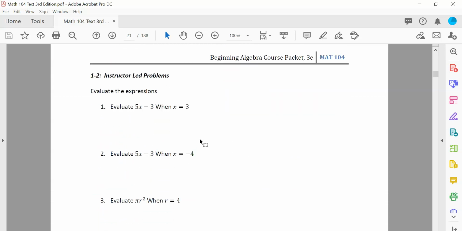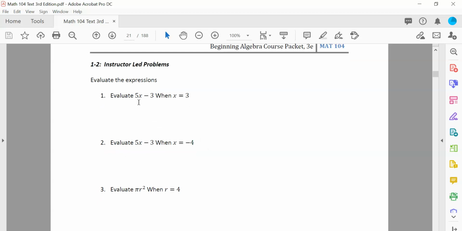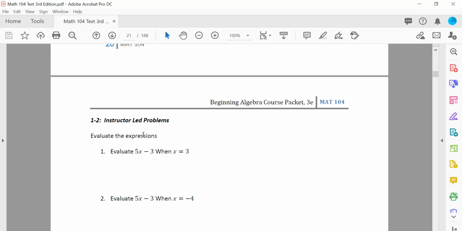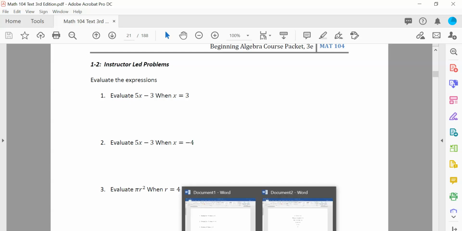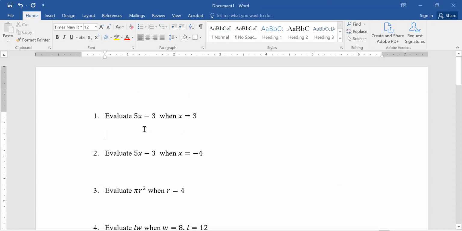Now, obviously there's some intricacies when we get into actually evaluating the expressions. So what I'm going to do is the problems starting on this page, page 21, and then 22 as well. Okay, these are the instructor-led problems. There's also some cooperative group problems that you could try as well. I'm not going to do those, but I am going to do the instructor-led problems. The cooperative group problems are very similar. So let's actually start doing that.